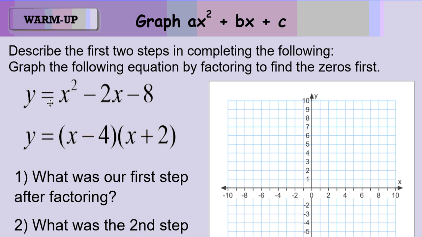Just follow along and then answer some questions along the side of your notes or in your head. The first thing is I'd like you to review how we did ones like this last chapter. So describe the first two steps in completing the following. We wanted to graph the following equation by factoring first to find the zeros, also known as the x-intercepts. So if I've done that first step of factoring for us, I've found two numbers that multiply to make -8 and add up to be -2. They're -4 and +2, our factors.